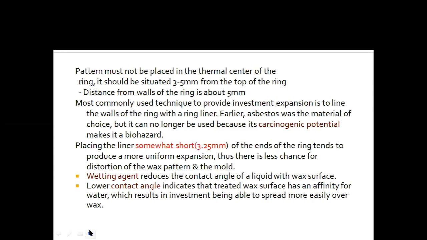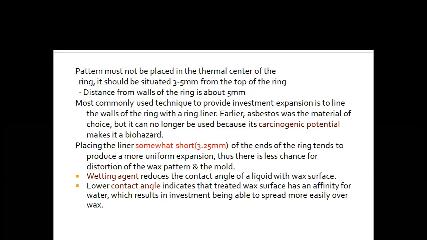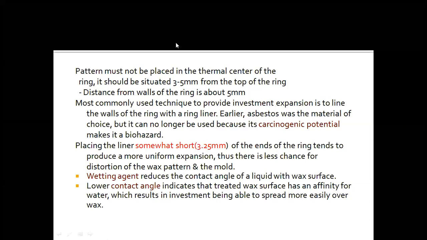Now, a wetting agent reduces the contact angle of the liquid surface. Why are you adding a debubblizer? Yesterday we were discussing the debubblizer. A debubblizer is added over the wax pattern such that the investment completely wets the pattern and flows over all of it. A lower contact angle indicates that the treated wax surface has affinity for water, which results in the investment being able to spread more easily over the wax. That's why we get a correct mold cavity. This is why you add a debubblizer over the wax pattern.